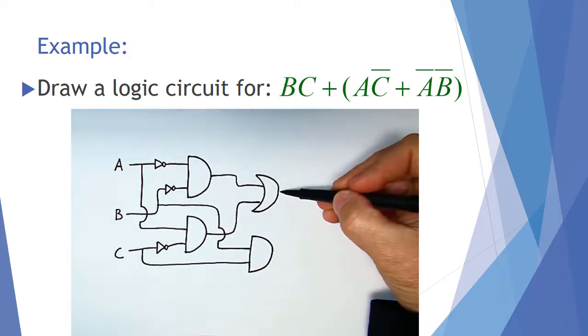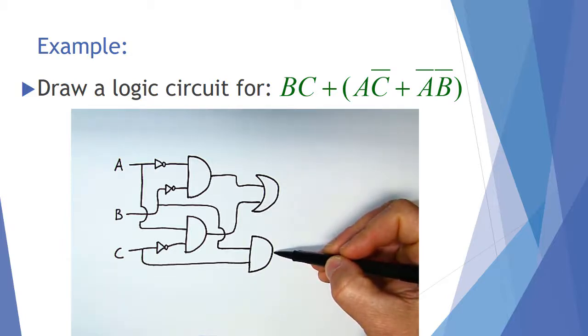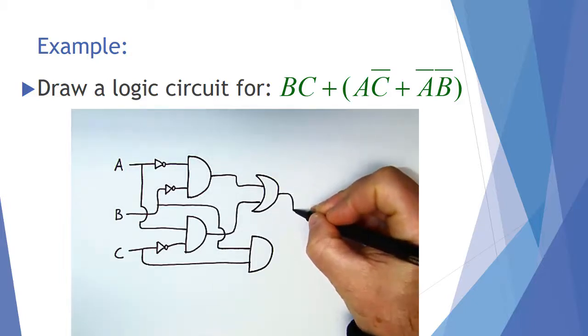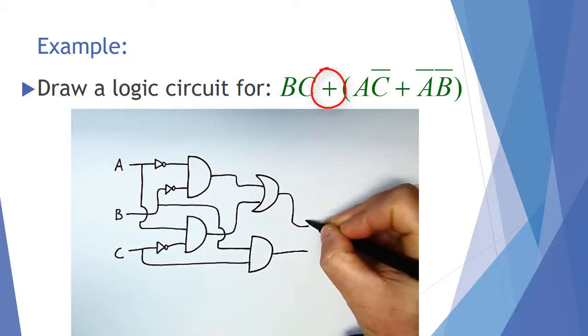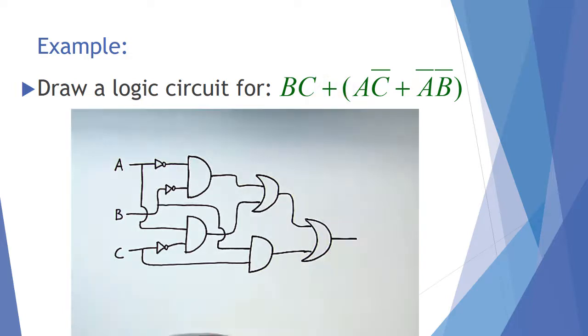There's the output of our parentheses. Here's the B, C AND gate right next to it, and we can have one or the other, and that means that these two feed their own OR gate. So I'll take those two outputs and feed them into another OR gate right there. And there's our Boolean logic circuit.